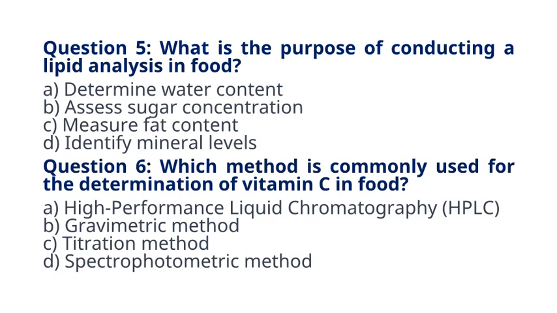Question 6. Which method is commonly used for the determination of vitamin C in food? A. High-performance liquid chromatography, HPLC. B. Gravimetric method. C. Titration method. D. Spectrophotometric method. The correct answer to question 6 is option A. High-performance liquid chromatography, HPLC. Explanation. HPLC is frequently used for accurate analysis of vitamin C in food.